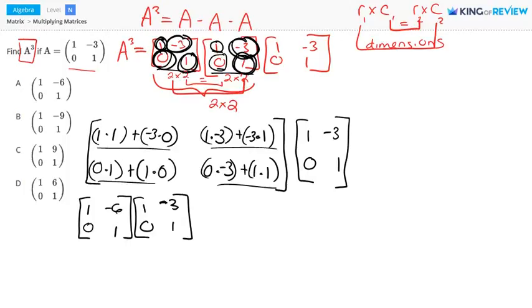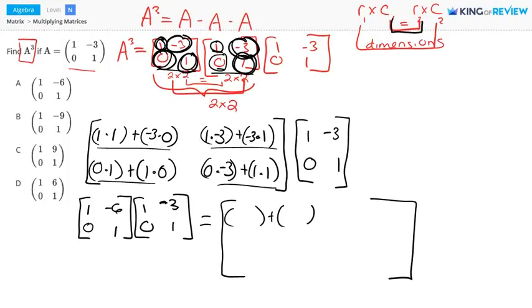So now we have a 2 by 2 matrix times another 2 by 2 matrix. This is defined. Again, we're looking at these numbers, and those are equal. So let's multiply these out. Again, we'll multiply it in the same fashion. So we're multiplying corresponding entries in the first row of the first matrix and the first column of the second matrix, and we're adding them together.